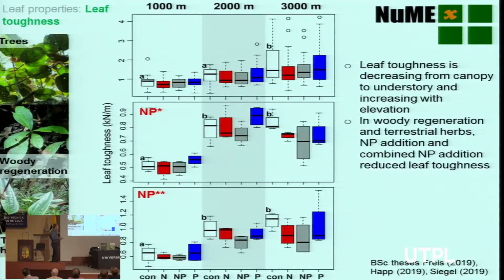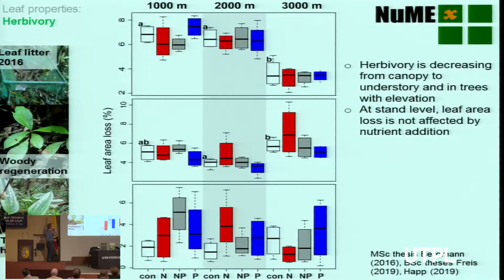So from these parameters, we thought that it might also have an effect on herbivory. So the leaves became more attractive to herbivores. More nutrients, less tough leaves should become more interesting to insects. And what you see on this graph is the leaf area loss in the different life forms.